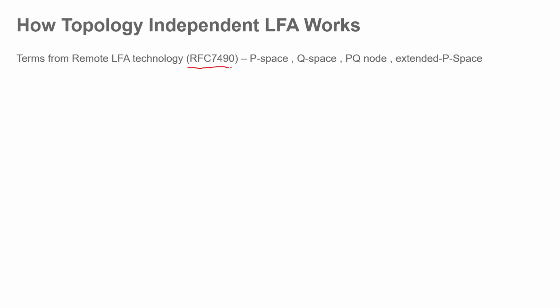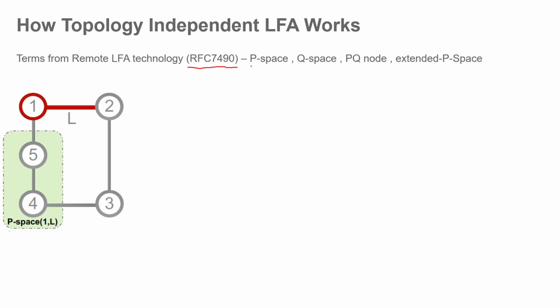So it is covered in RFC 7490. Let's see how it calculates based on the diagram. So what is exactly the P space? If we talk about the P space of router 1, it is the routers which router 1 can reach easily without going over the protected path.